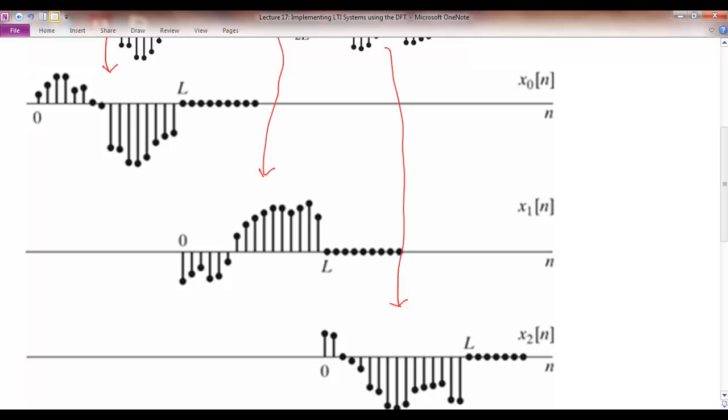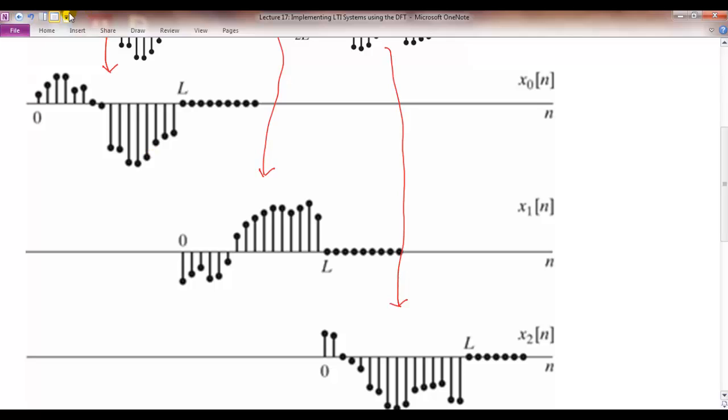So that is what overlap and add is doing. It basically waits for L samples, and then it processes them. Then it gets L more samples, it processes them. Then it gets L more samples, it processes them. And the question is, when it processes them, how does it add them together? Okay, and we'll see why you have to add them.